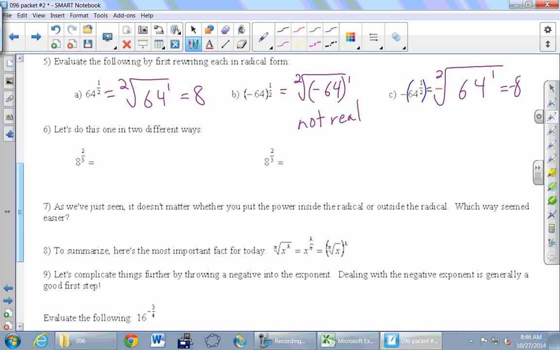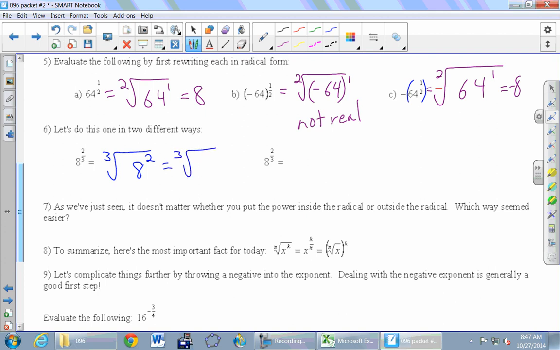Okay, number 6 says we're going to do one problem in 2 different ways. 8 to the 2/3 is what we're asked to calculate. 8 to the 2/3. So I see a fraction power. I just start with a blank radical. And the number that goes in the radical is 8. How about the 2? Is it in the front of the radical or is it the power? It's the power inside, which means this is really what kind of a root? Cube root. Okay, so we've done our translations.